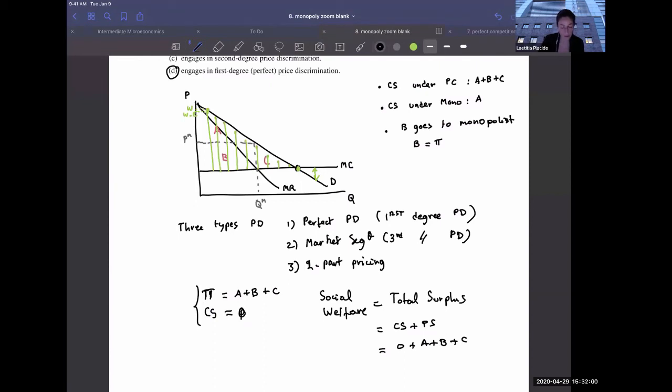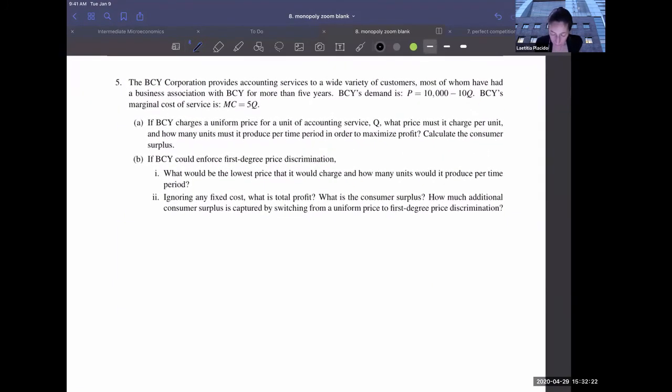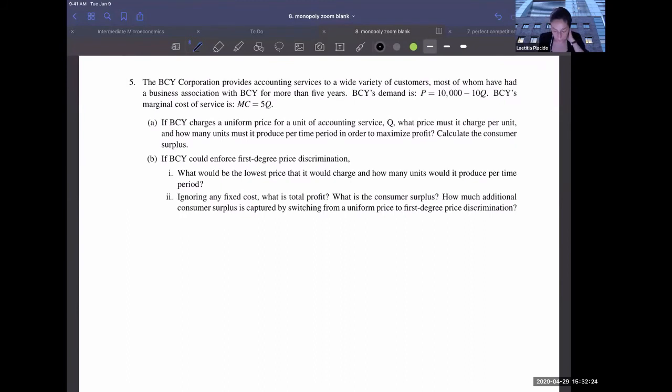Do you have a question on this? Professor? Yep. The CS, that equals 0, right? Yes, exactly. And the monopolist profit. All right, so let's move to question 5.